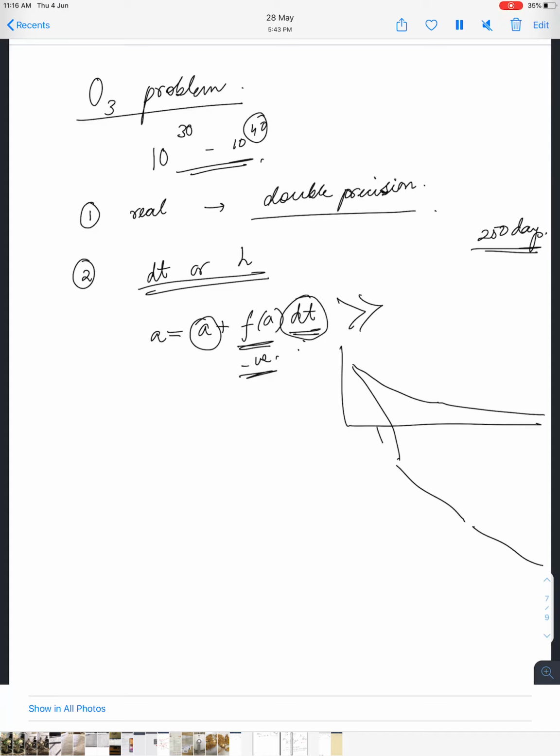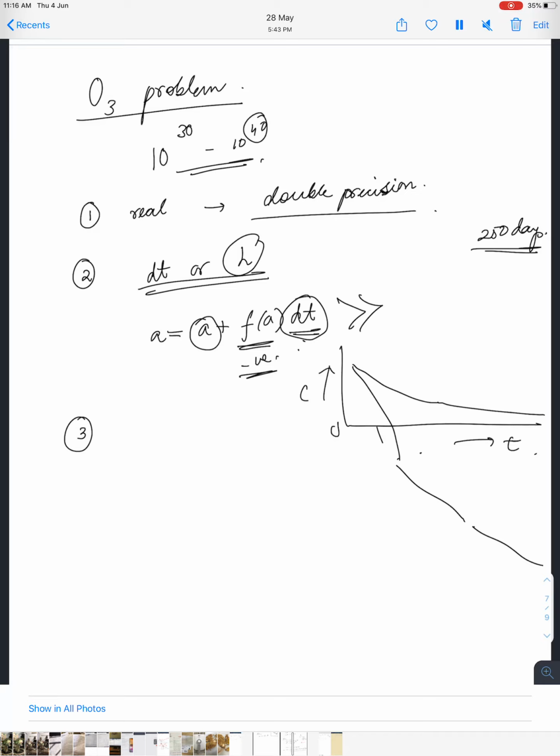So it is important that the time steps are very small so that the error does not magnify and we don't go to a negative concentration. Many of you have found that. So for that, it is required that this h or time step or dt is kept small.